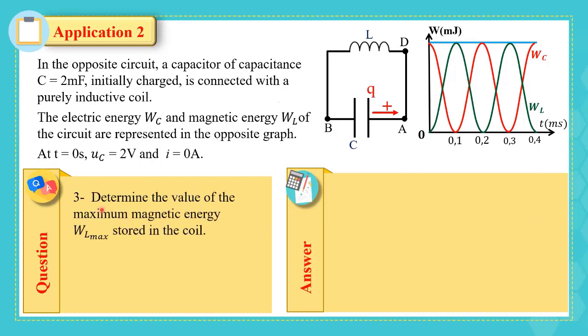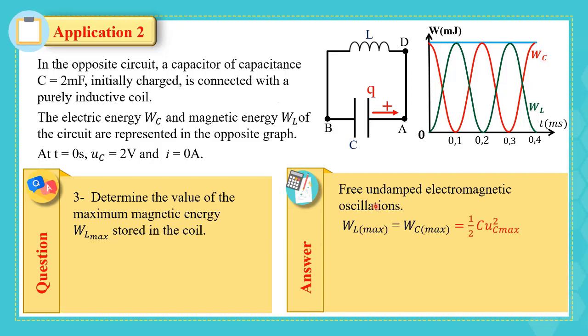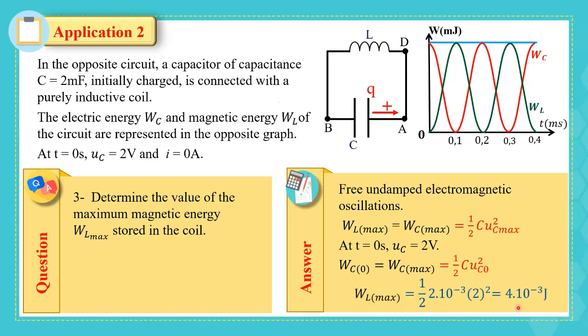Part 3. Determine the value of the maximum magnetic energy WL maximum stored in the coil. In the free undamped electromagnetic oscillation, we will have W magnetic maximum equal to W electric maximum, so it will be equal to half C U maximum squared across the capacitor. At t equals 0, UC equals 2 volt, so WC at t equals 0 equals WC maximum, equal to half C UC0 squared, and it will be equal to 4 times 10 to the power minus 6 joule.